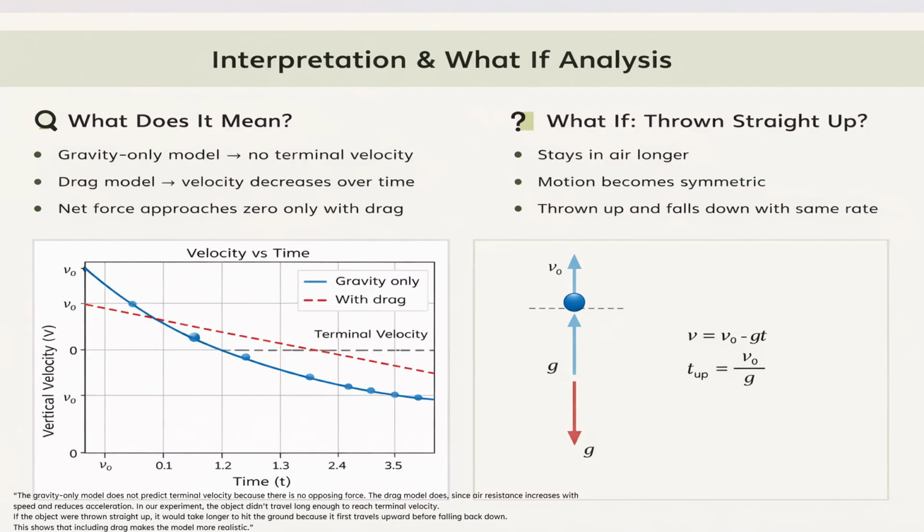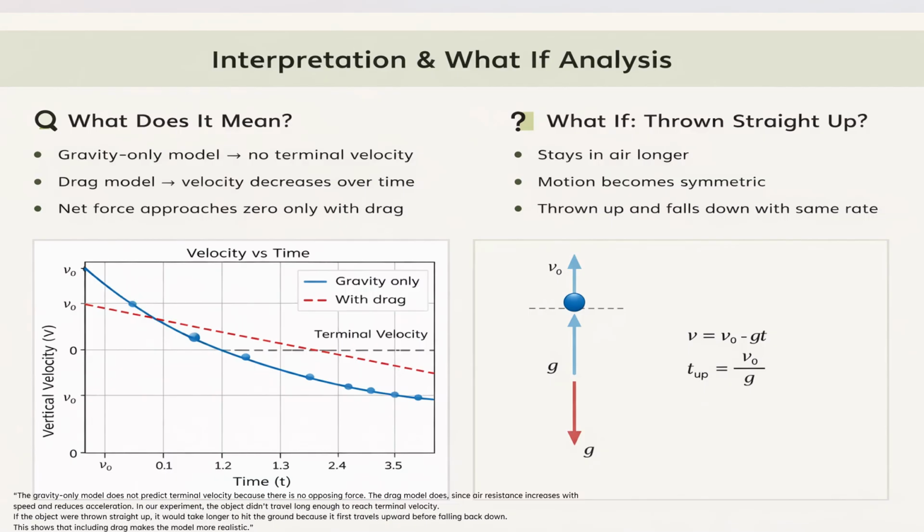The gravity-only model does not predict terminal velocity because there is no opposing force. The drag model does, since air resistance increases with speed and reduces acceleration. In our experiment, the object didn't travel long enough to reach terminal velocity. If the object were thrown straight up, it would take longer to hit the ground because it travels upward before falling back down. This shows that including drag makes the model more realistic.